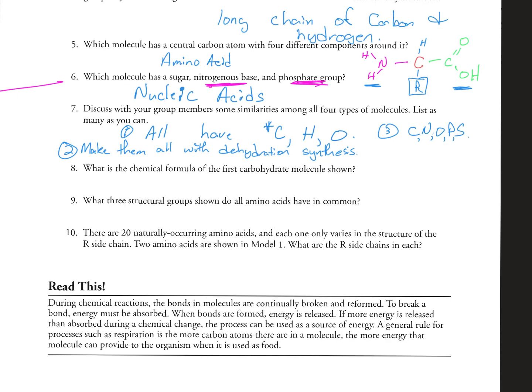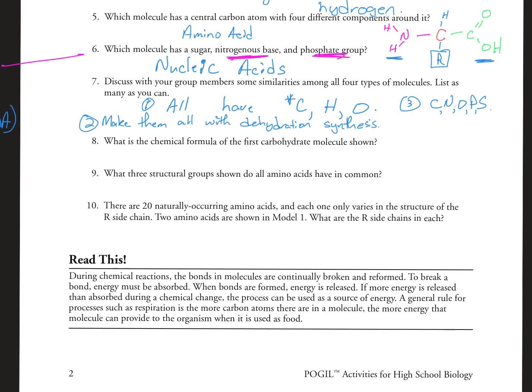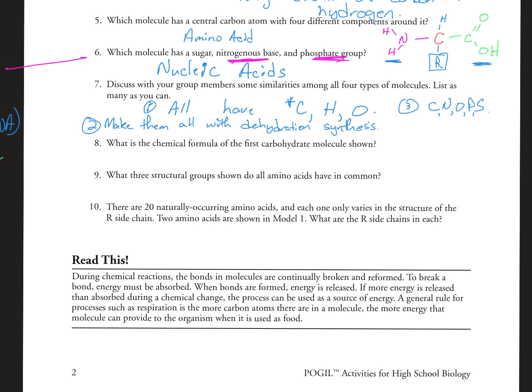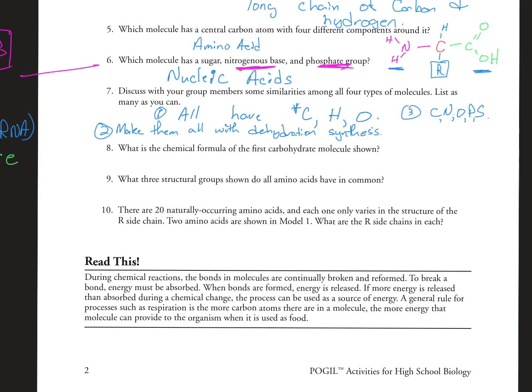All right. What is the chemical formula of the first carbohydrate molecule shown? Well, if you look at the first one, it's C6H12O6.